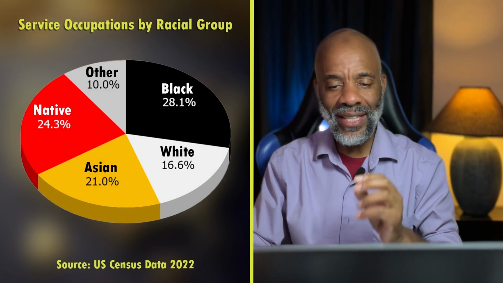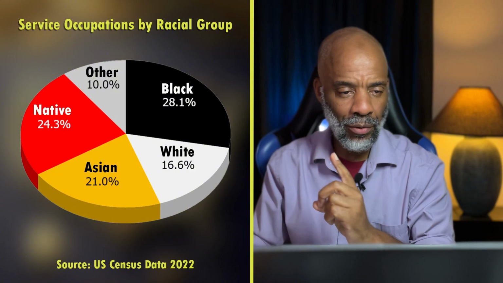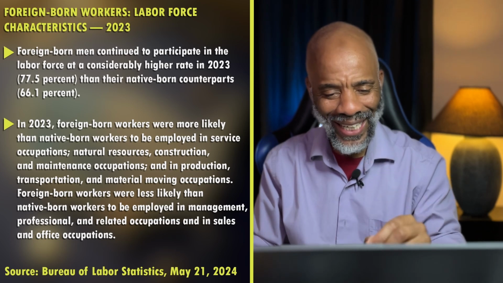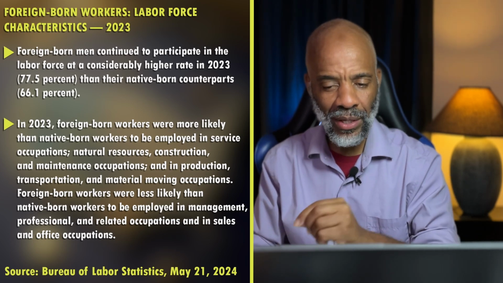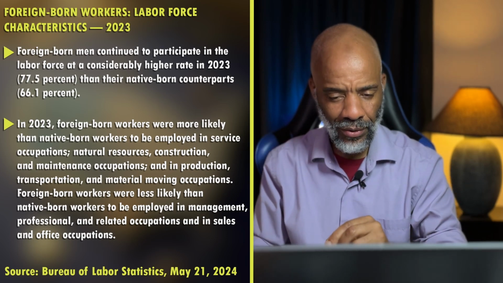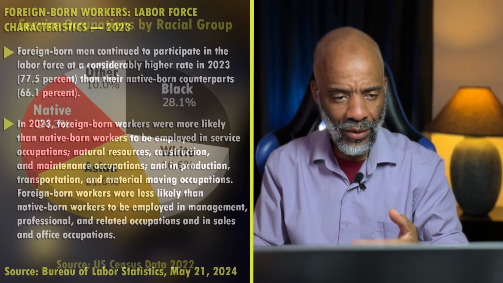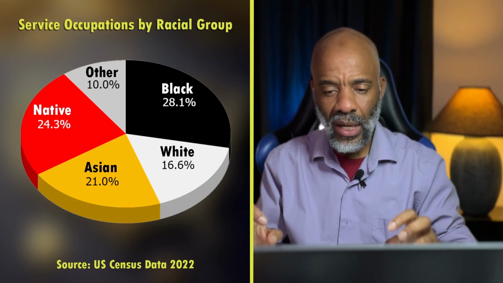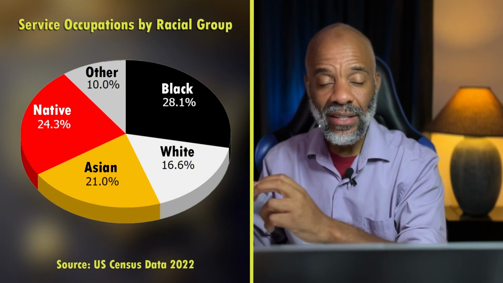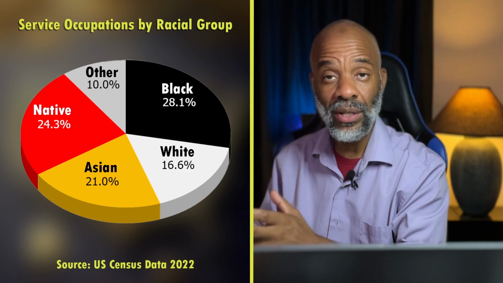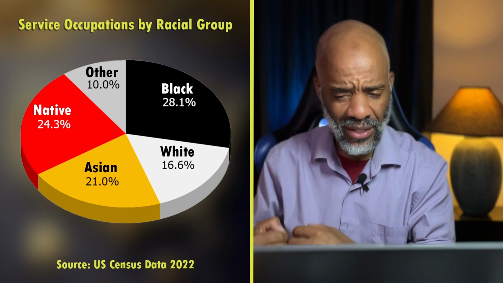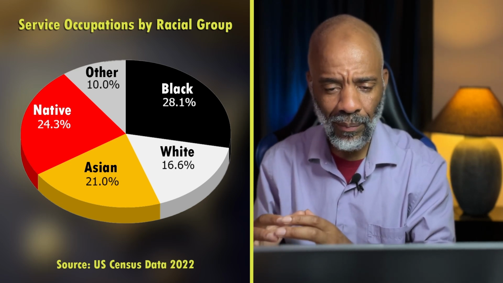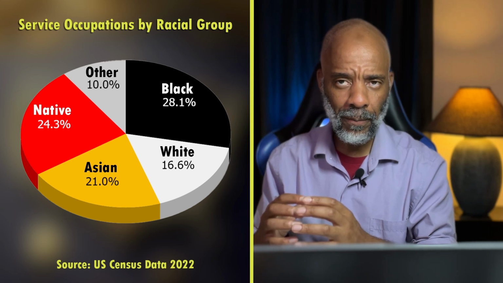And the reason why is this. These are the service occupations by racial group. Now, so you remember, foreign-born workers, as you see here, were more likely than native-born workers to be employed in service occupations. And it lists what those service occupations are. So here we see the percentage of every racial group employed in these service occupations. And you can see clearly that black people, almost 1 in 3 black people, are employed in these service occupations.